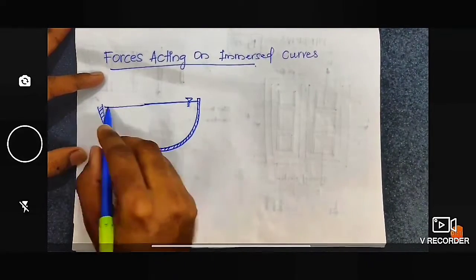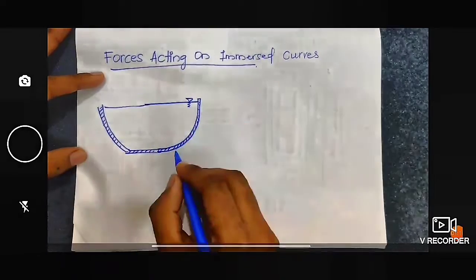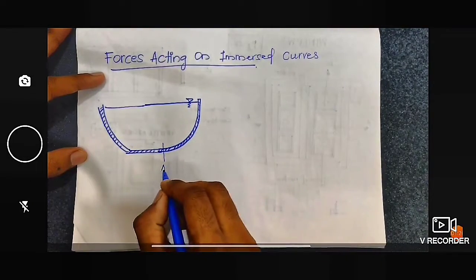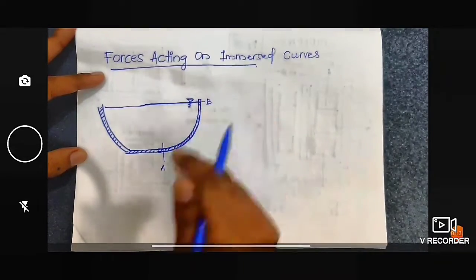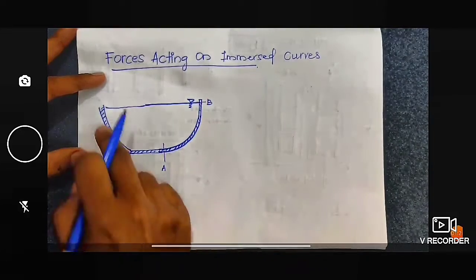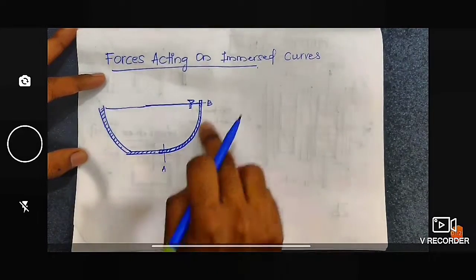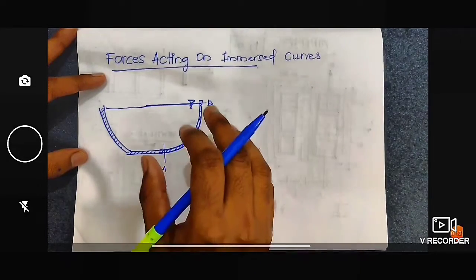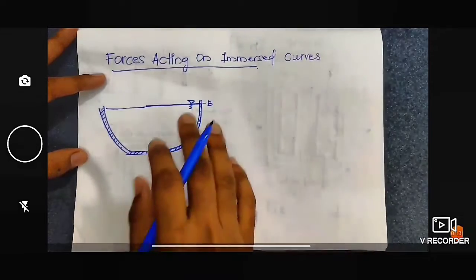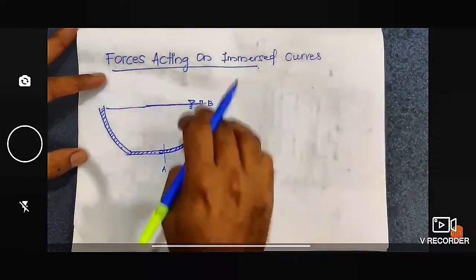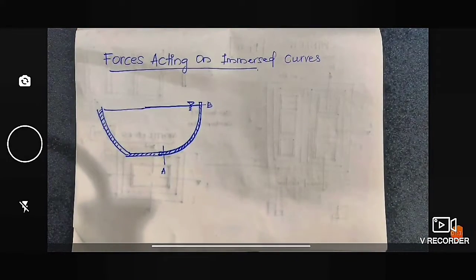So I'm taking a particular liquid and just consider this much portion, portion A to B. Portion A to B is a curve. Similarly, you have a curve here also. So I need to find the magnitude of force which is acting due to the liquid pressure on this curve AB.